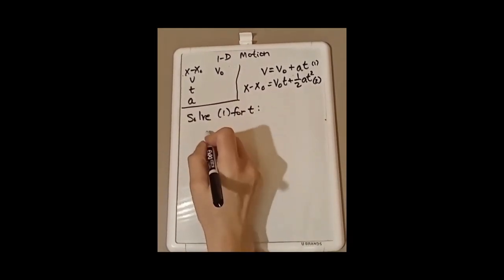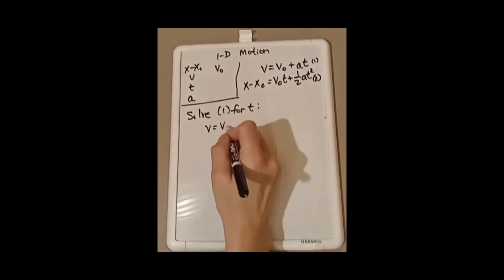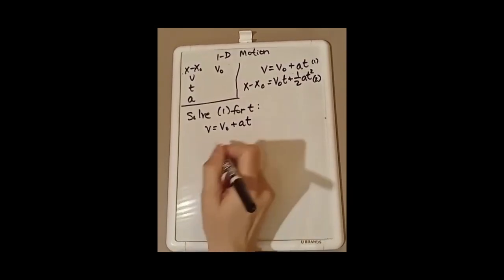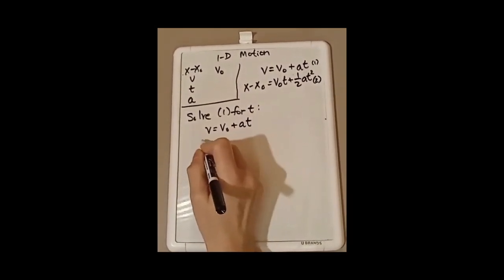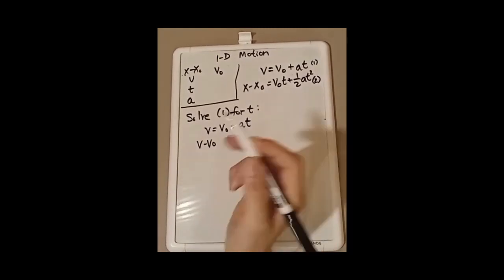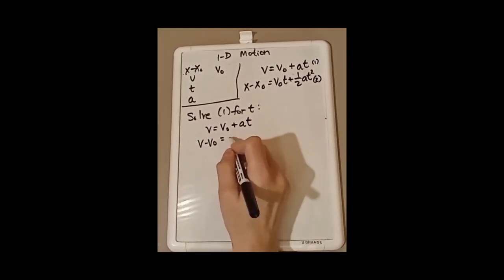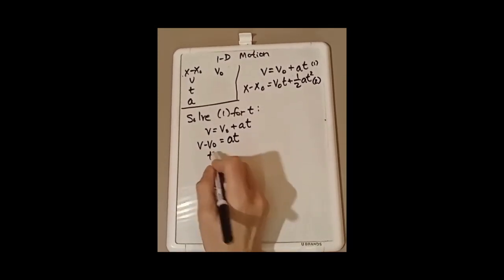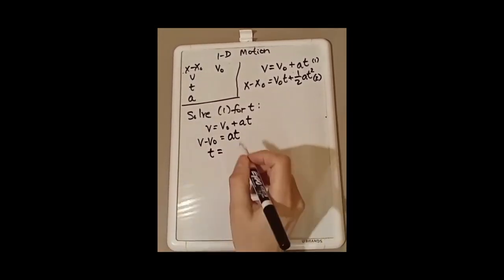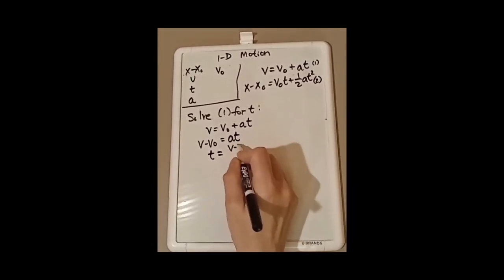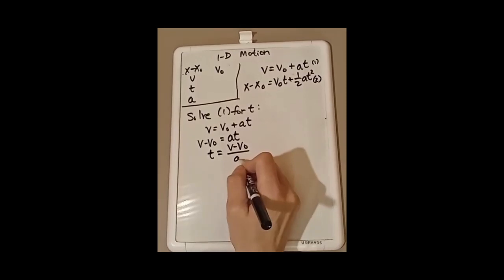So v equals v naught plus at. We're going to subtract v naught from both sides. v minus v naught is equal to at, and I always write my equations with the unknown on the left side. Again, it's kind of convention. So t will be equal to v minus v naught divided by a.